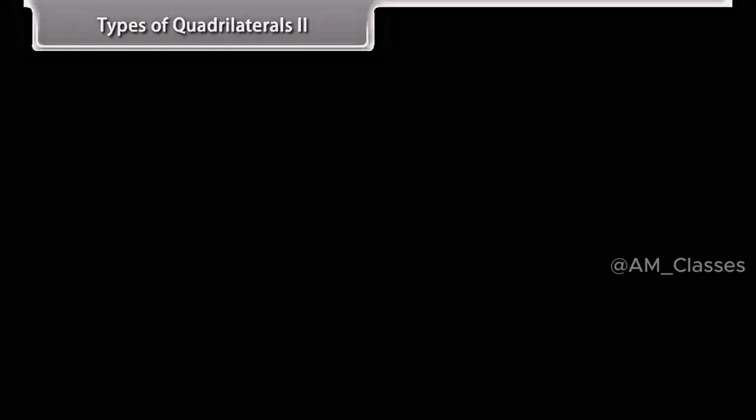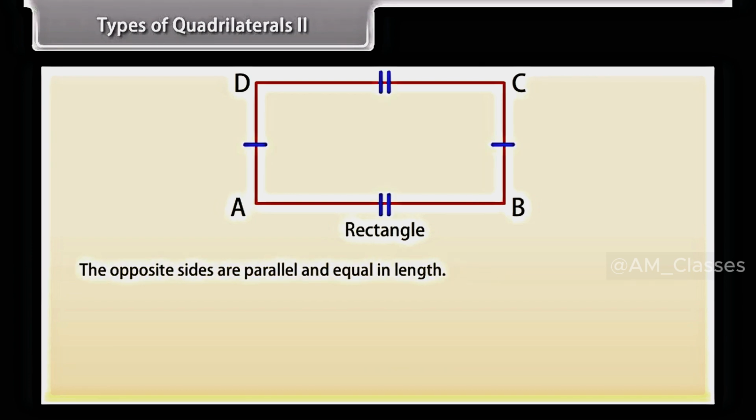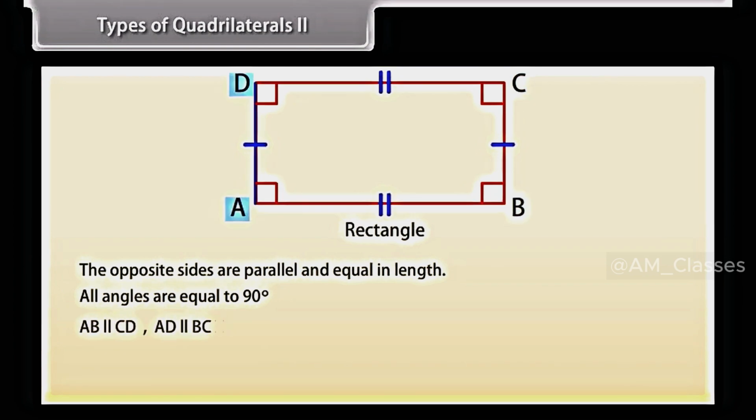Types of quadrilaterals, continued. Now come to rectangle. In a rectangle, the opposite sides are parallel and equal in length, and all angles are equal to 90 degrees. Here, AB is parallel to CD and AD is parallel to BC. And the angles A, B, C and D are of 90 degrees. So, ABCD is a rectangle.